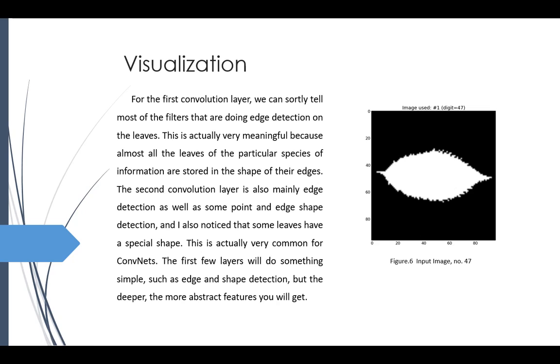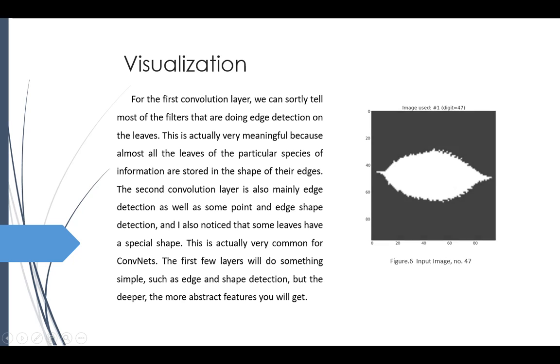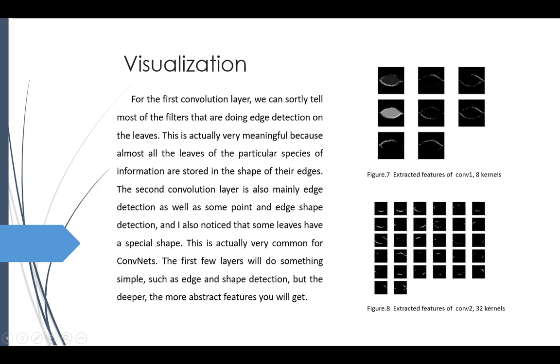And then we want to visualize our CNN processing. First, let's look at figure 6. It's the input image number 47. And for the first CNN layer, we can see in detail that most of the filters are doing edge detection on the leaves. This is actually very meaningful because almost all the information about a particular species of leaf is stored in the shape of its edges.